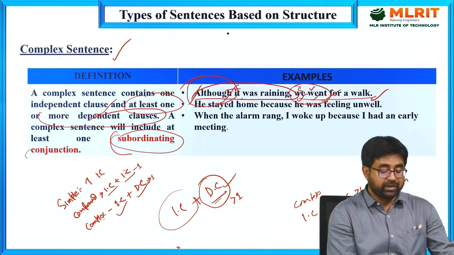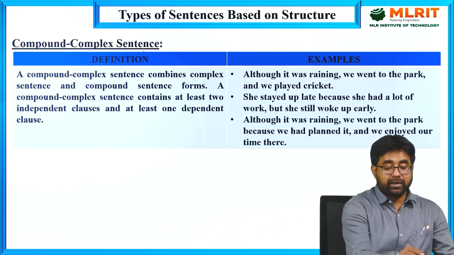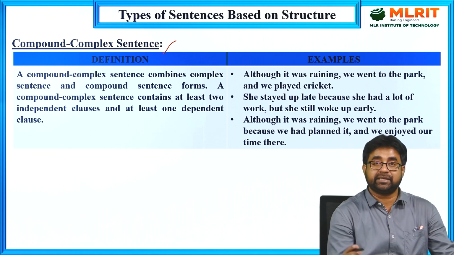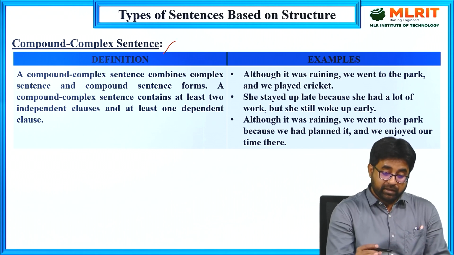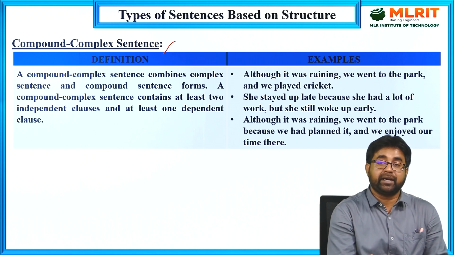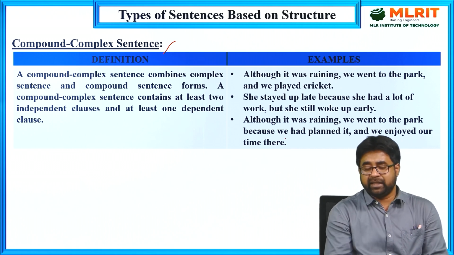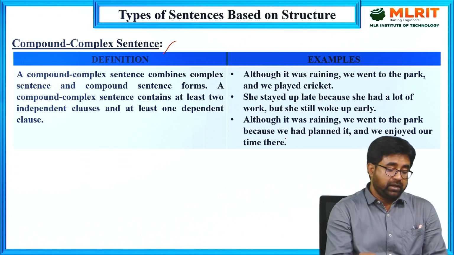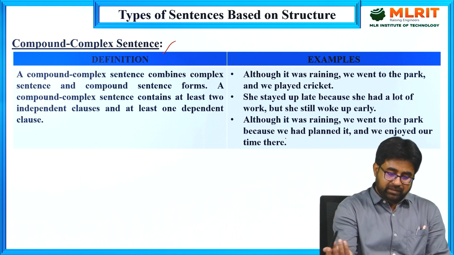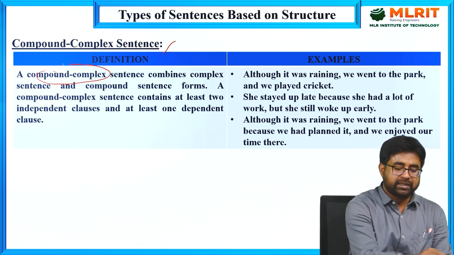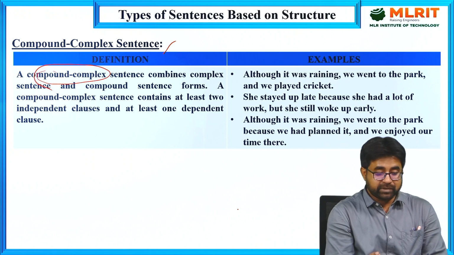Now let's move to the next kind of sentences, that is the compound complex sentence. From the name itself you can see it's a combination of both compound and complex. Obviously it's going to be a little more complicated, probably the most complicated one, and normally we don't use this kind of sentences because they sometimes can create confusion. Right? So we normally avoid them in writing or speaking. But let's see what is the definition of a compound complex sentence. It's a combination of both compound sentence form and complex sentence form, right?